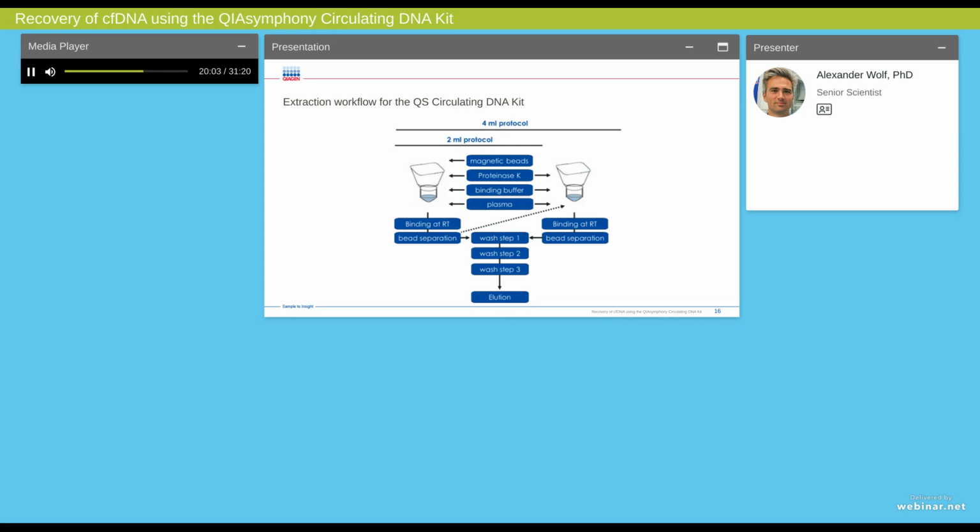That means that binding of DNA from the second 2 ml sample aliquot takes place to the same beads which already carry the cell-free DNA from the first sample aliquot. After binding of the cell-free DNA, the beads run through the 3 wash steps before elution takes place.